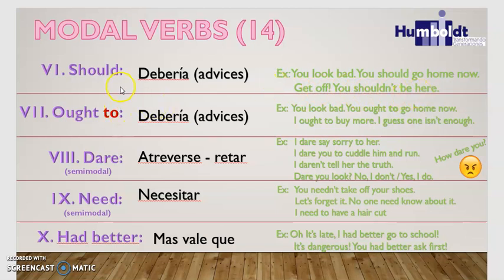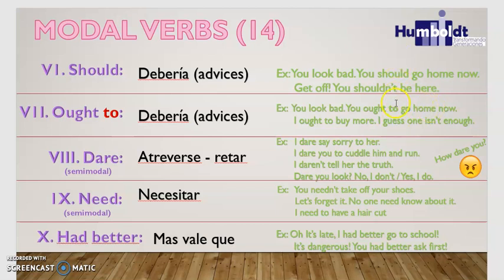Okay, so the evil twin, el gemelo malvado, the evil twin of should is ought to. This is a more formal version of should, and this is not very common, but we use it too sometimes. So the translation is debería. For that reason they are twins, and it's used also for advices. So we have the same example. You look bad, you ought to go home now. Luces mal, deberías ir a casa ahora.